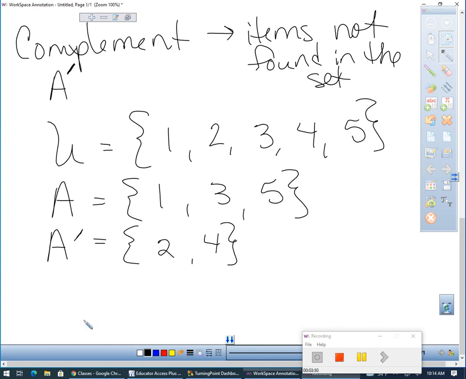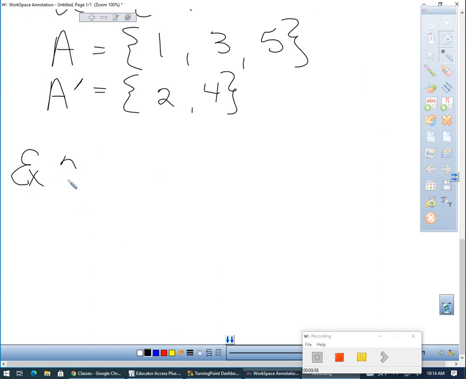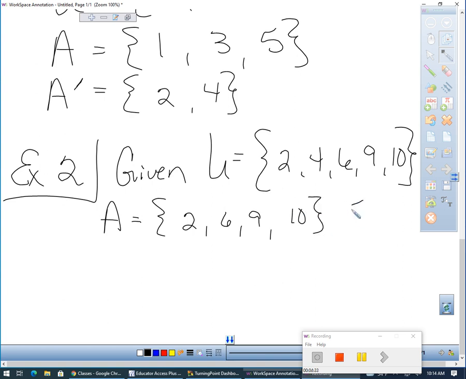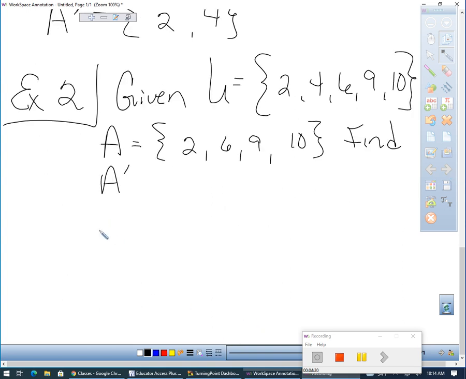Okay? So for example number 2, given the universal set U is equal to 2, 4, 6, 9, 10, and the set A is 2, 6, 9, and 10, find A prime, which means find the complement. So A prime equals, and we draw a little bracket thing. What's the only thing that wasn't included in A? 4, exactly. And that's it. This is what you have to do for the last 2 questions on the first page. Questions at all? Doing okay?